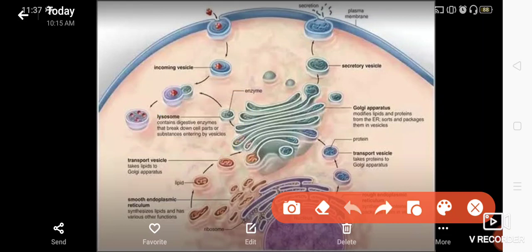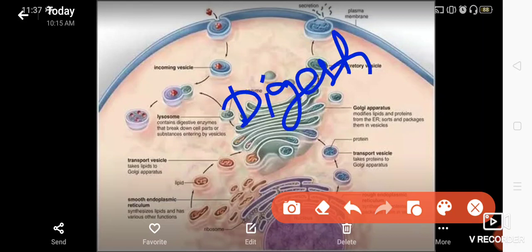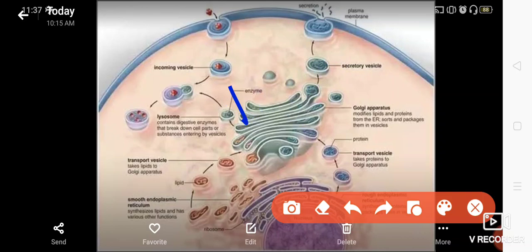Why? The lipids and proteins which are formed here will form some digestive juices. These digestive enzymes will be stored in the vesicles, and these vesicles are known as the lysosomes because they contain the digestive enzymes. So these will carry the things.